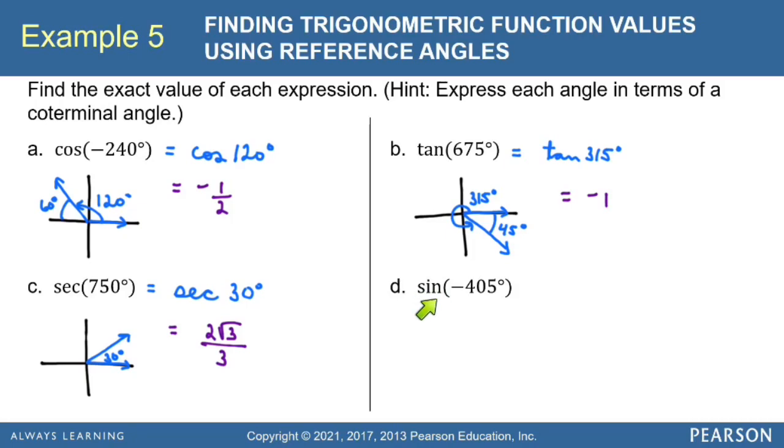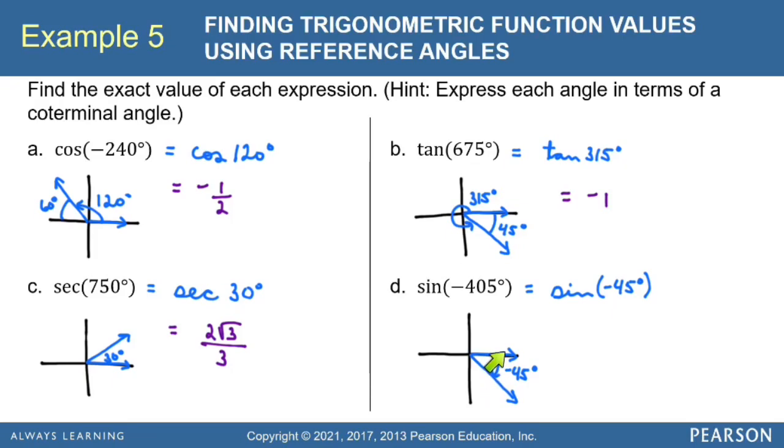And now for part D, we have the sine of negative 405 degrees. So if we add 360 to that, then we can see that that's equal to the sine of negative 45 degrees. Now I could add 360 one more time to come up with a positive angle, but I really don't have to because I know how to sketch this angle. I just need to go clockwise 45 degrees. So from the positive x-axis, I'm going to go clockwise 45 degrees. That means this angle is in quadrant 4.